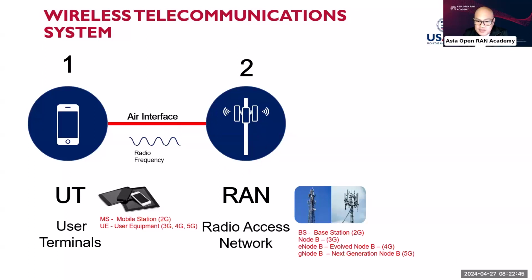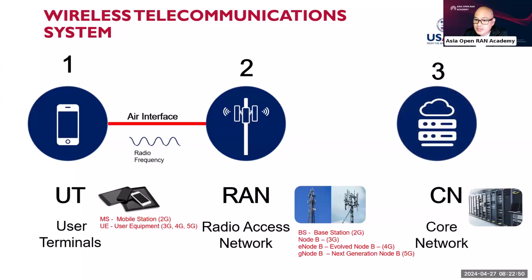Now, the radio access network will be connected to the core network. Okay, the core network is one of the intelligent parts of the network, or the most intelligent part of the network, which is responsible for managing the overall operation of the network.